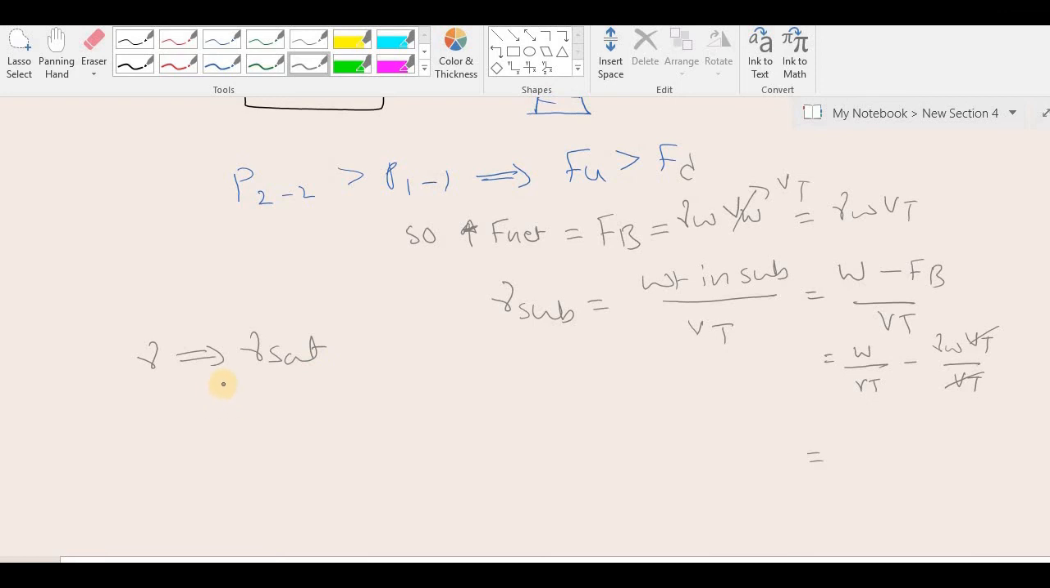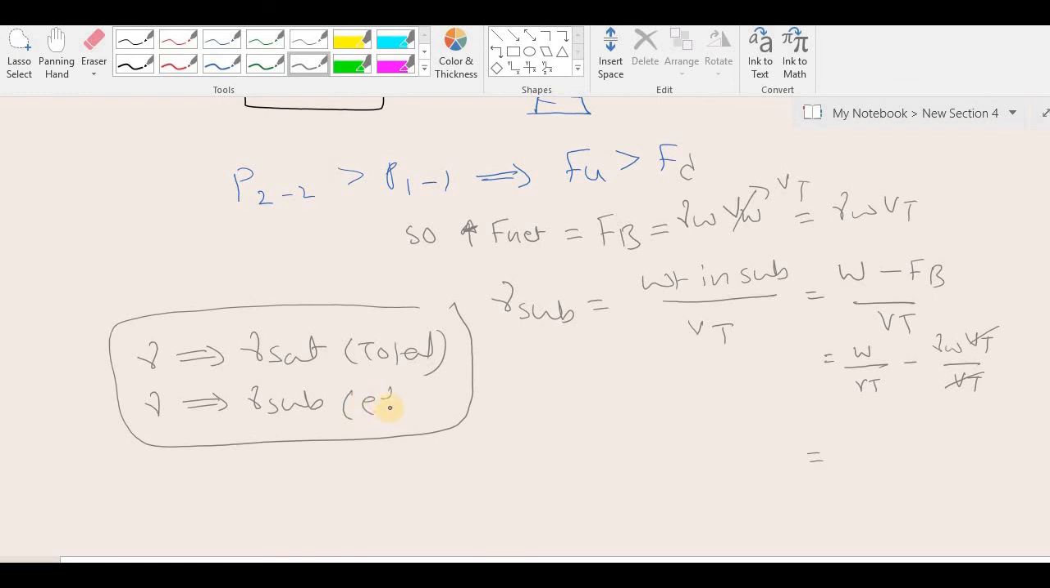This is for total stress, and for effective stress it is different. Anyways, we will discuss. So this term becomes gamma sat, and this is gamma W. Gamma submergence equals gamma sat minus gamma W.